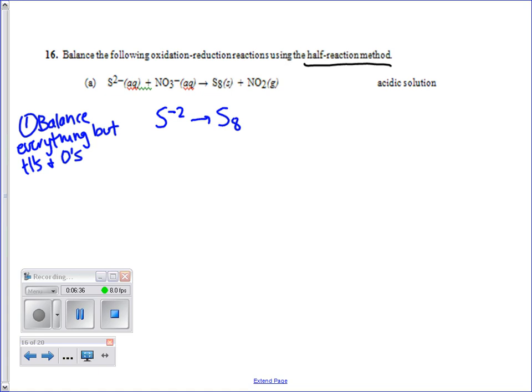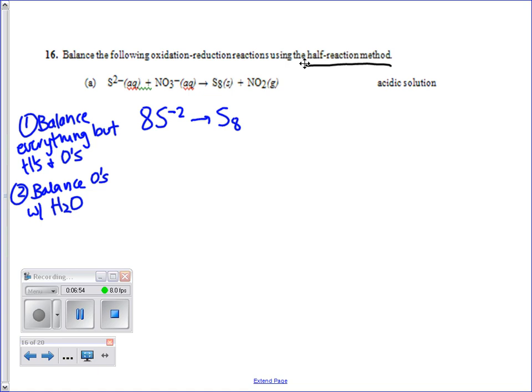So let's do that. Balance everything but H's and O's. How do we do that? There's no H's and O's there, so what do we balance? The S. So we put an 8 here. The next step, balance O's. If we had any, we balance O's with water.